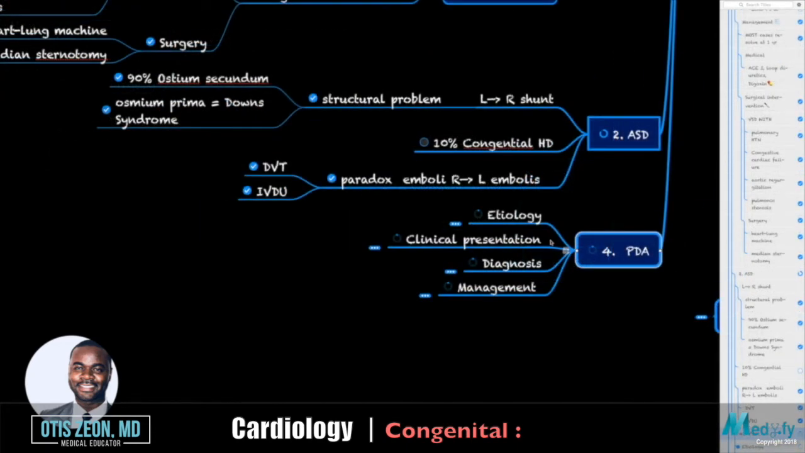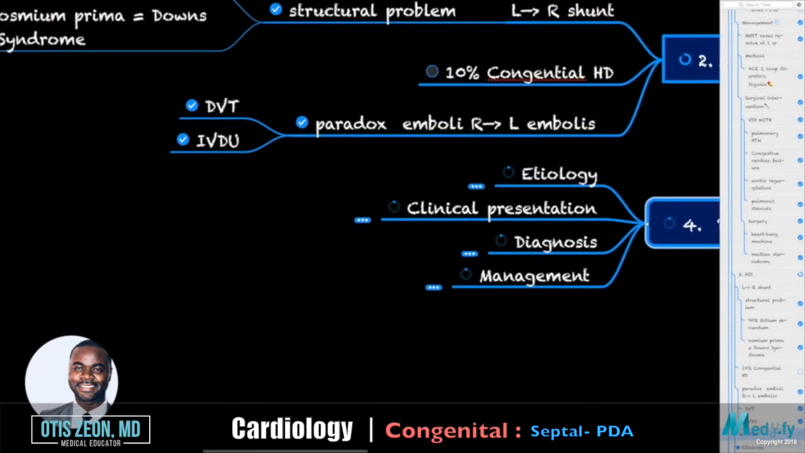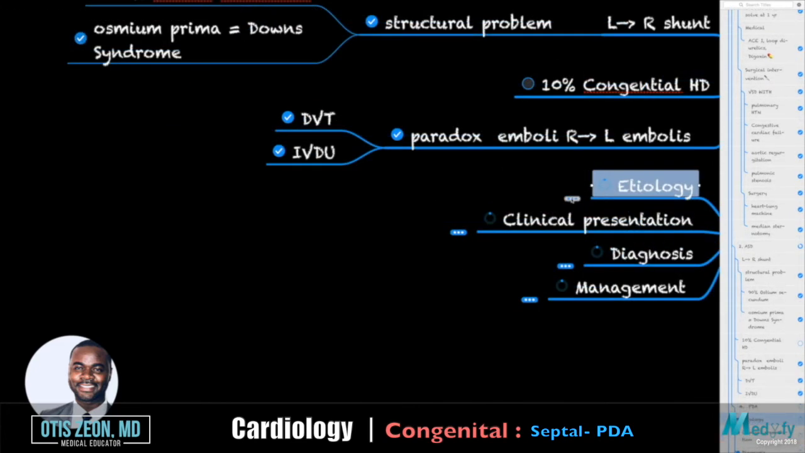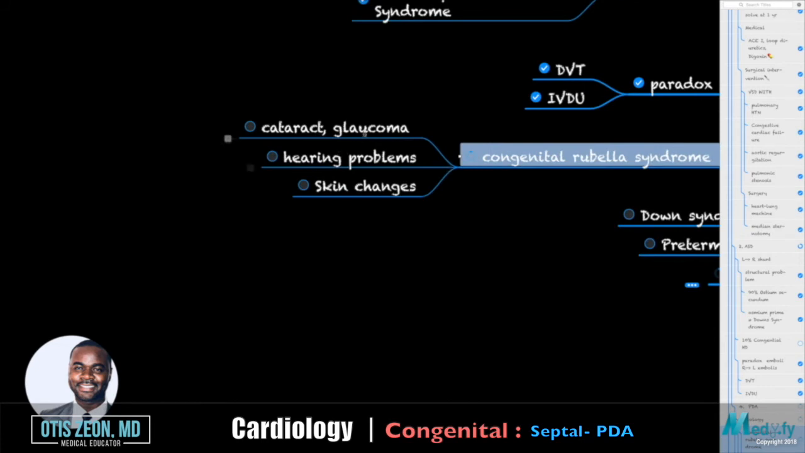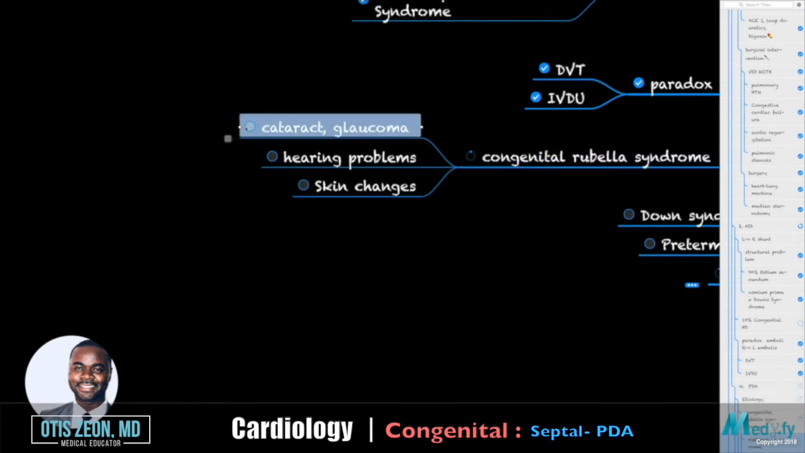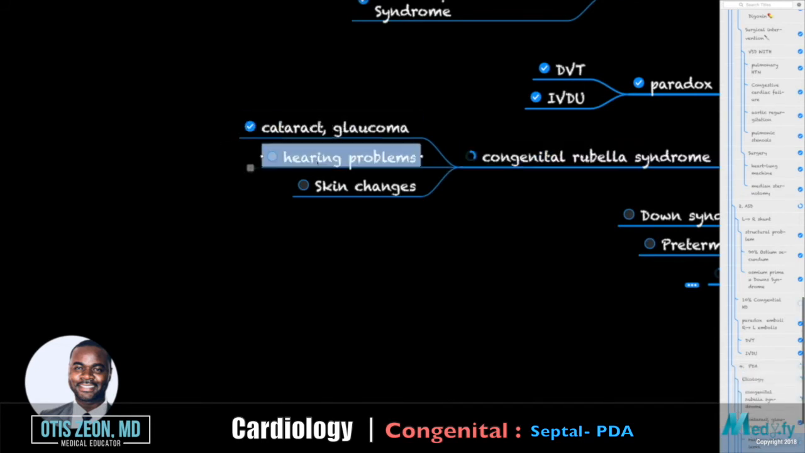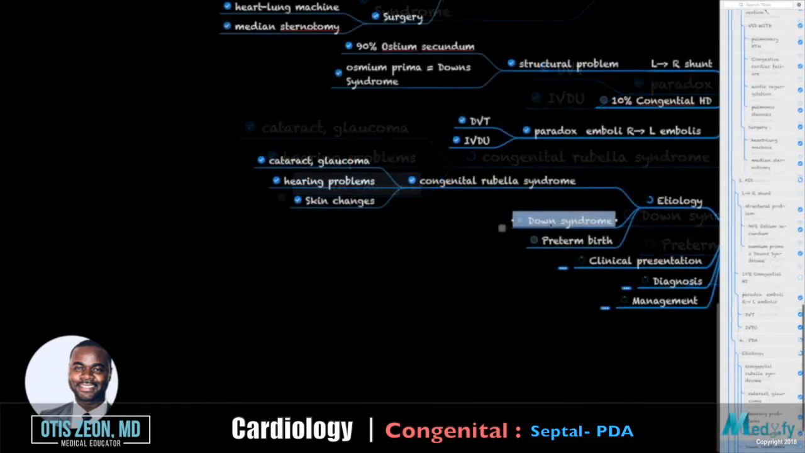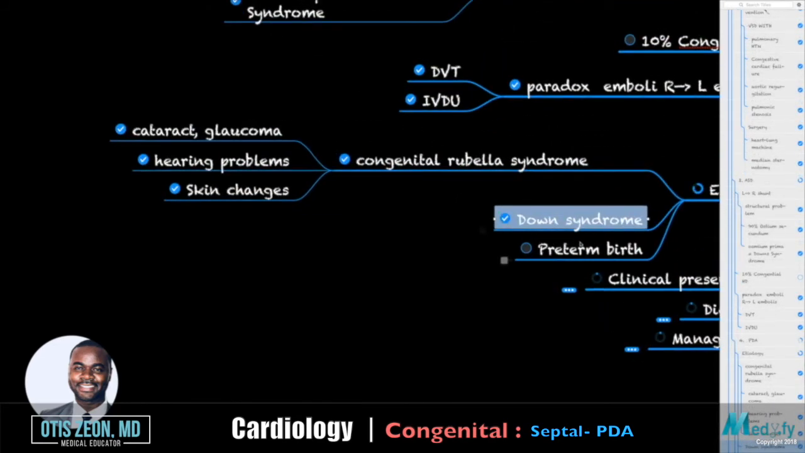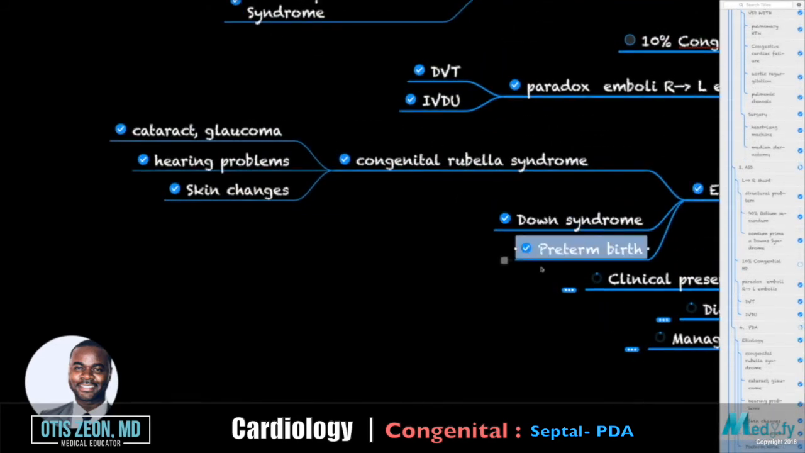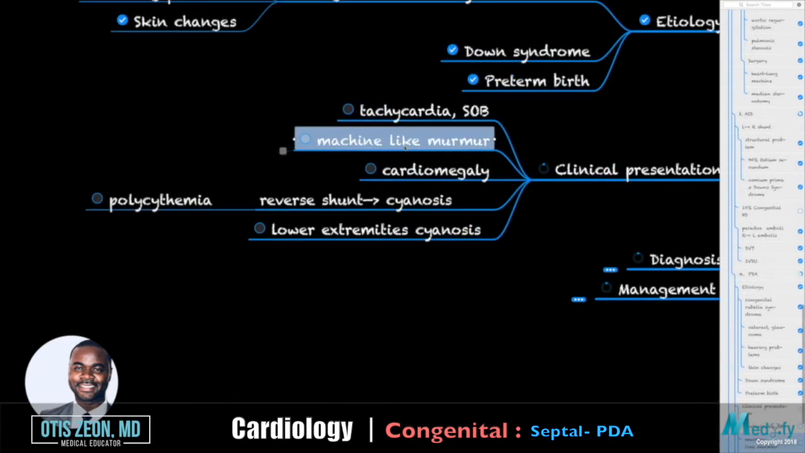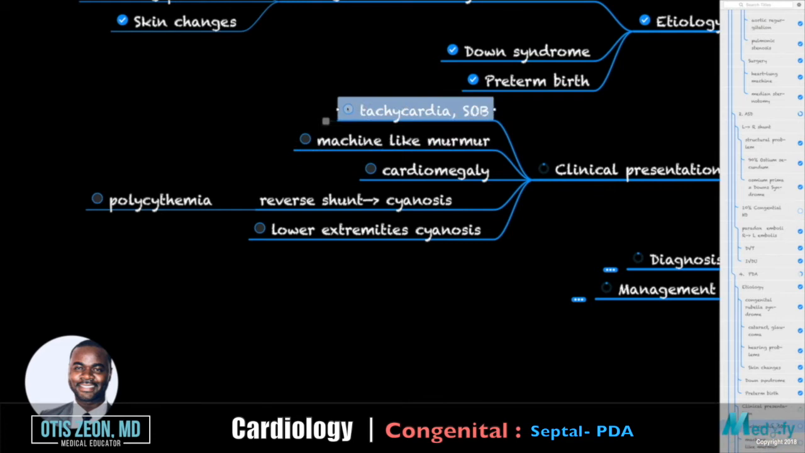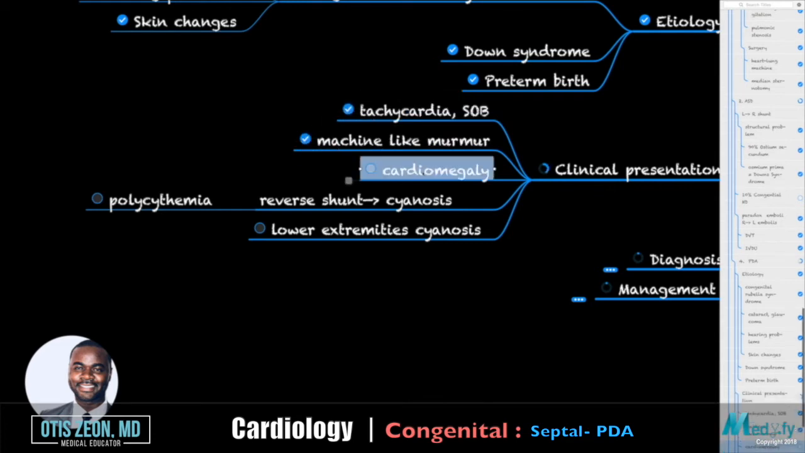PDA is the third most common of these heart murmurs. The PDA is especially strongly associated with rubella infection. If they have signs and symptoms of cataract and glaucoma, hearing problems, and some skin changes. It has a strong association also with Down syndrome, and of course it has a strong association with preterm birth. The patient may present with a characteristic machine-like murmur. They will also have tachycardia and shortness of breath. They may have cardiomegaly as well, and the patient may present with polycythemia.